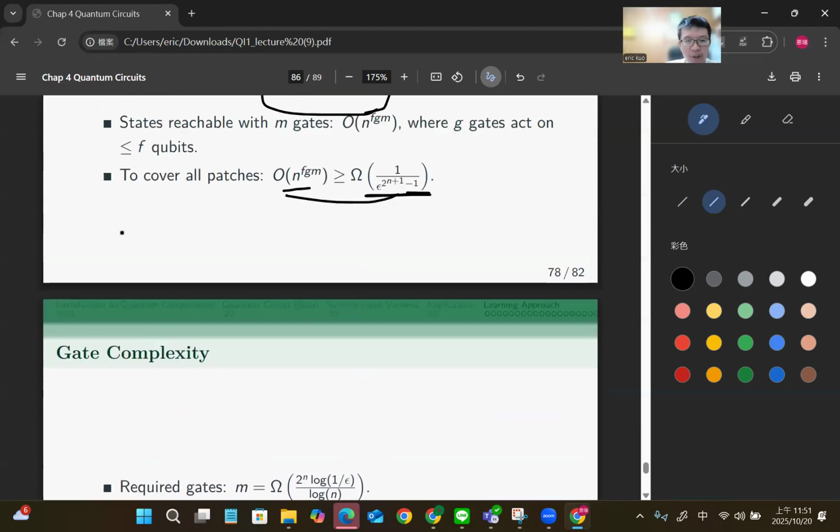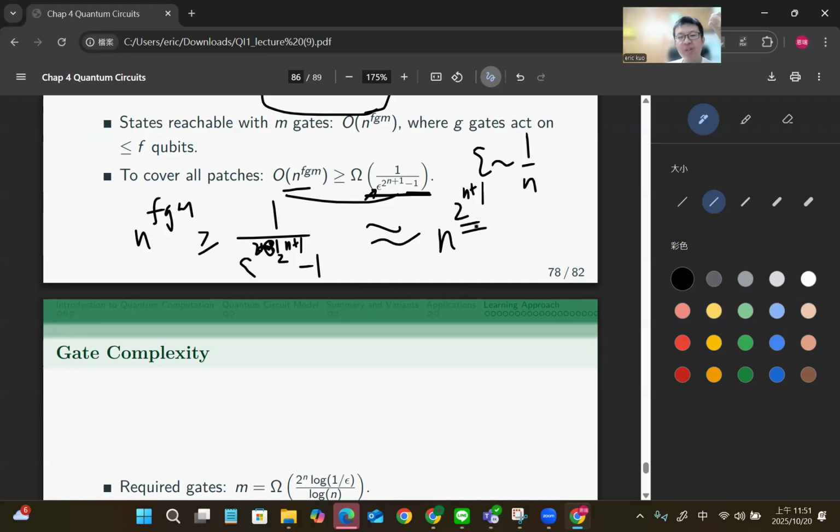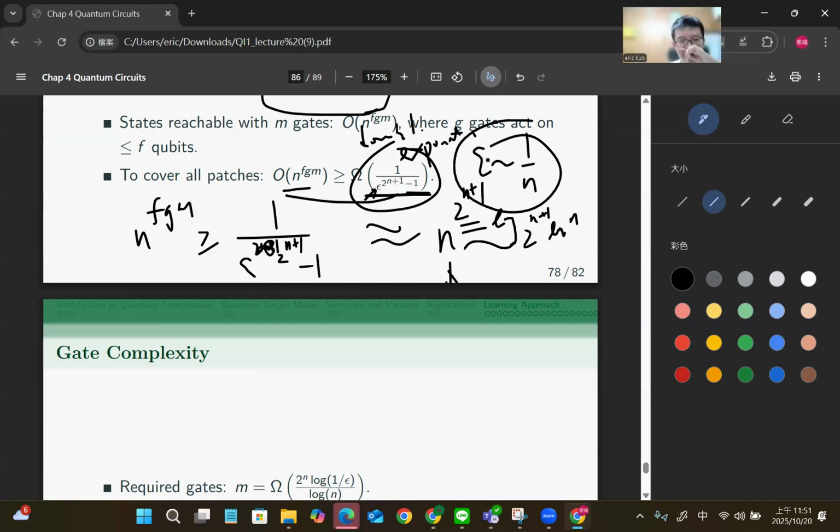So this tells you that n to the M needs to be greater than or equal to 1 over epsilon to the 2 to the n plus 1 minus 1. If epsilon is 1 over n, this is close to n to the 2 to the n plus 1, which is double exponential, because if you take a log, then you get a single exponential. It's a double exponential if epsilon is 1 over n resolution. Let's say epsilon is a constant at 0.5. It's still double exponential. So you have a single exponential and you try to match it with the double exponential.